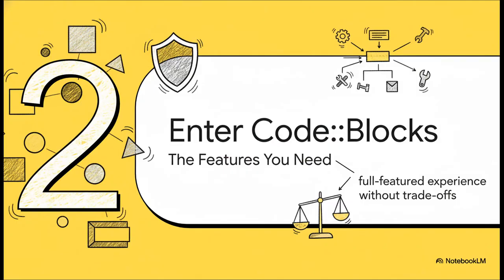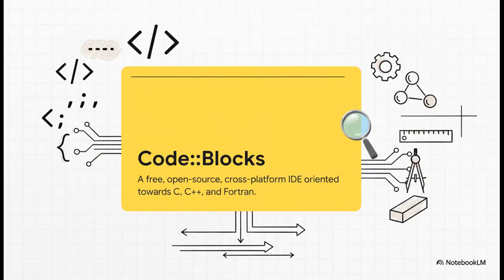And that's exactly where our solution comes in. Let's introduce Code::Blocks, an IDE that basically says, hey, why trade off? You can have it all. So what is it exactly? Well, the official definition is that it's a free, open source, and cross-platform IDE. It's mostly famous for C and C++, but it also supports Fortran, which makes it a bit of a hidden gem for folks in the scientific and engineering worlds.